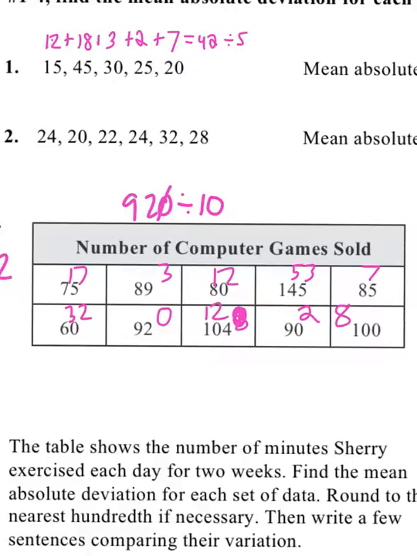Okay, and now you do step 3. You add up all of those numbers from step 2. And they add up to 146. Divide by 10. And you get 14.6 for the mean absolute deviation.